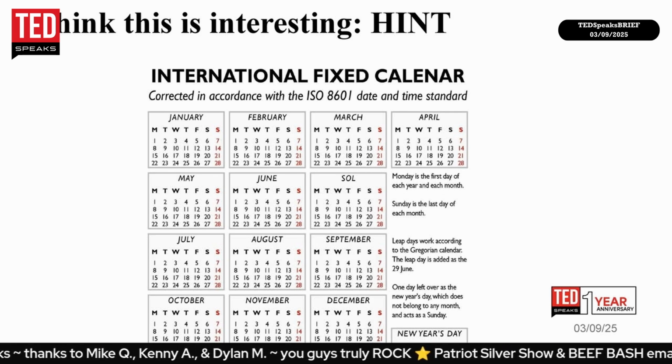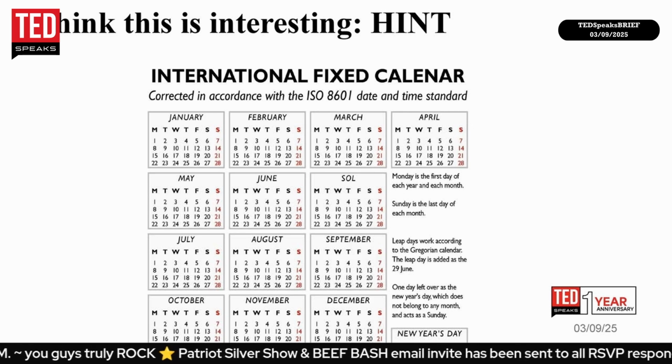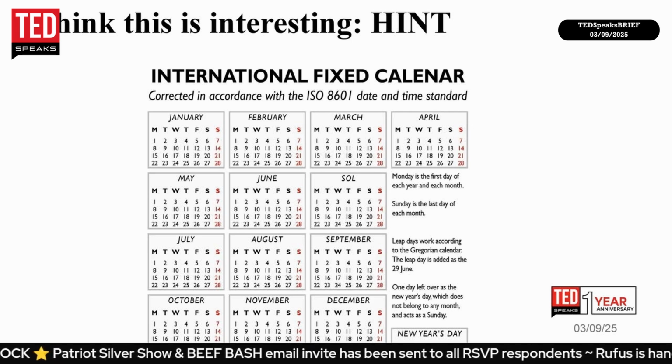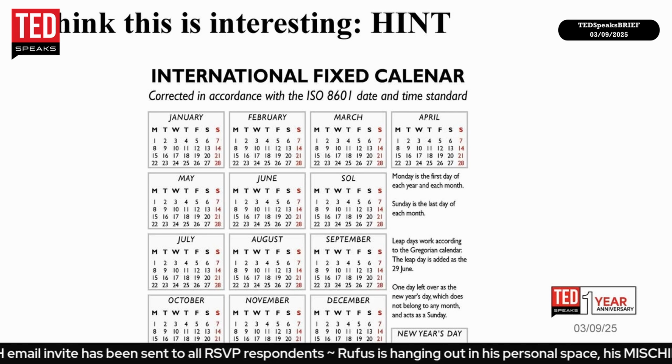So currently we're on what's called the Gregorian calendar. We came off of the Julian calendar. And so what calendar are we going to go back to? Many are thinking it's going to go back to the Julian calendar. You tell me.